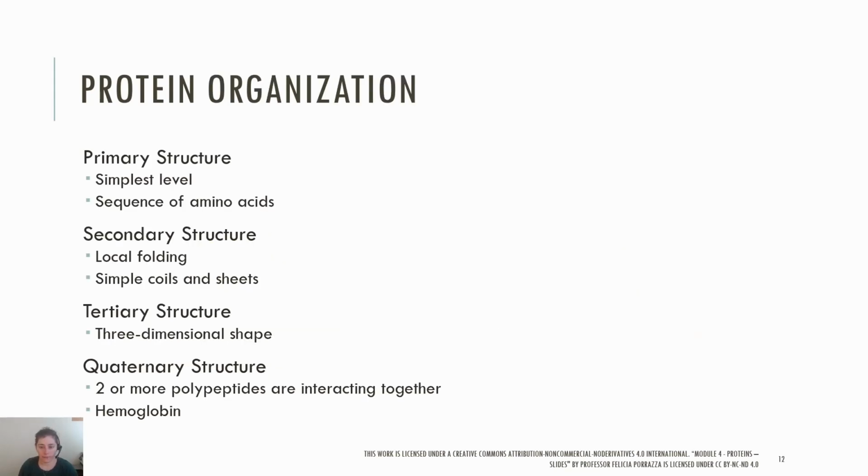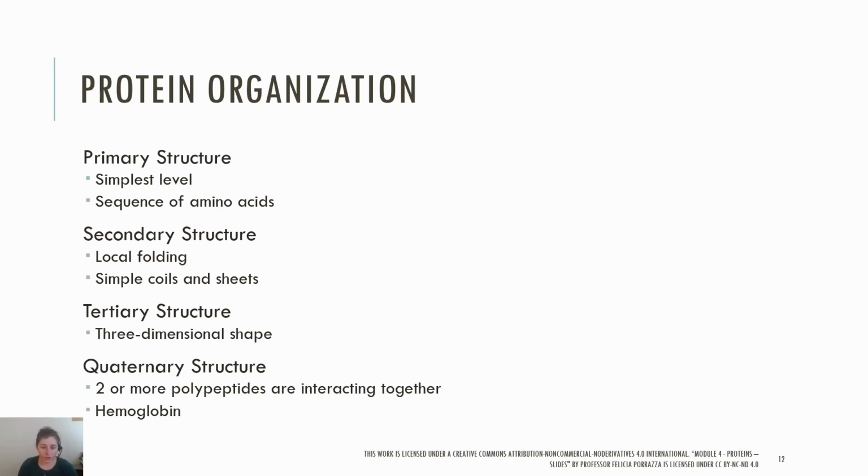Protein organization. Protein structure enables it to perform a variety of functions. There are 4 levels of protein structure: primary, secondary, tertiary, and quaternary. The positioning of the amino acids is important for the amino acids to be able to interact and fold correctly into their intended shape. The primary structure is the simplest level of protein structure and is just the sequence of amino acids in a polypeptide chain.